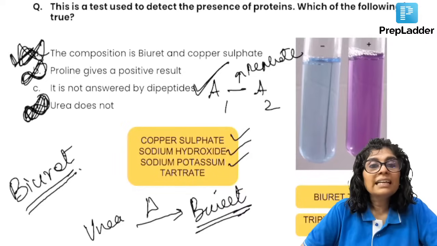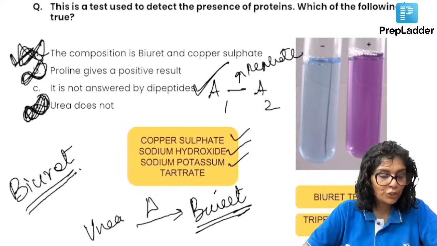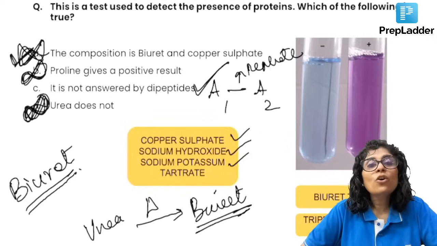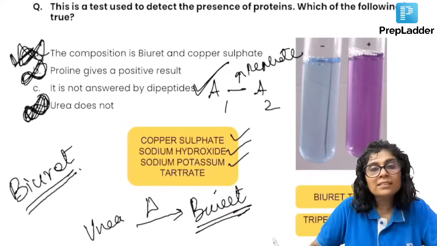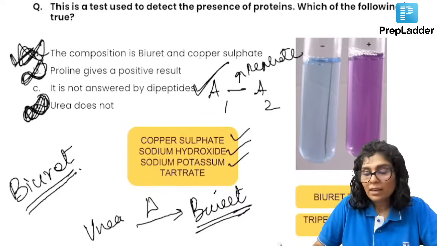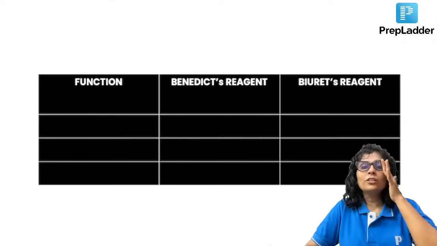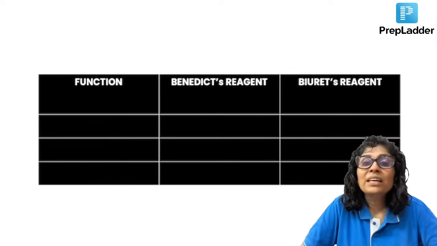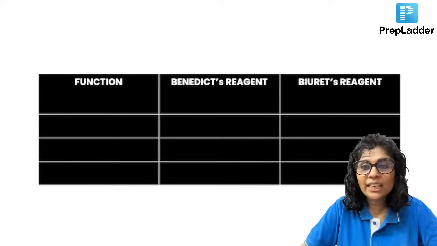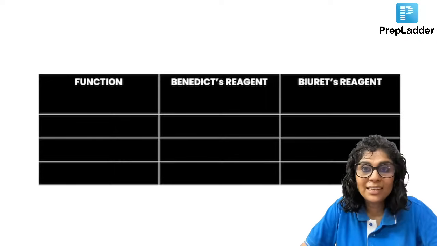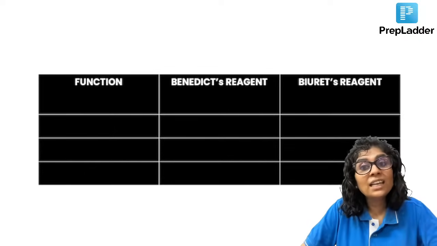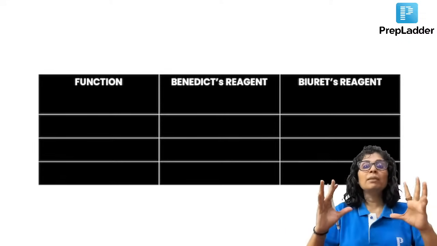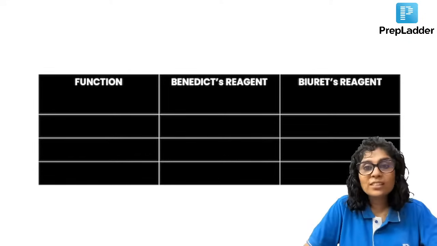So what is the right answer here? The right answer here is choice C. It is not answered by dipeptides. It's answered by tripeptides and above. But I'm going to also help you understand the differences between Benedict's reagent and Biuret reagent, which can be asked as one-liners because the chemical composition is almost the same.